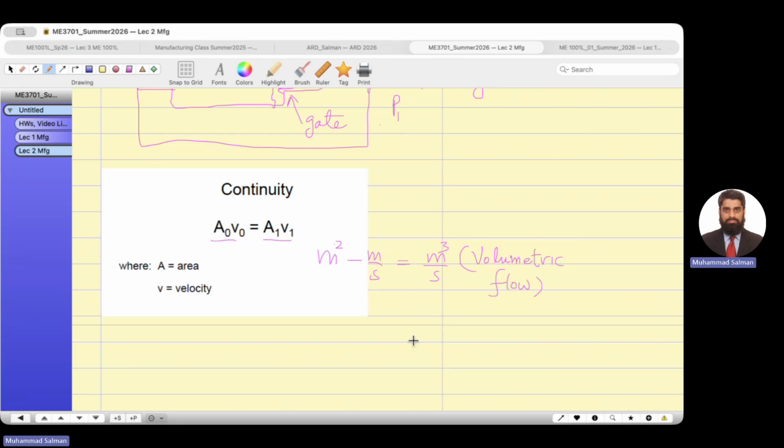Agreed? So now there is another form. We also call it as a Q. Q is the discharge or volumetric flow.